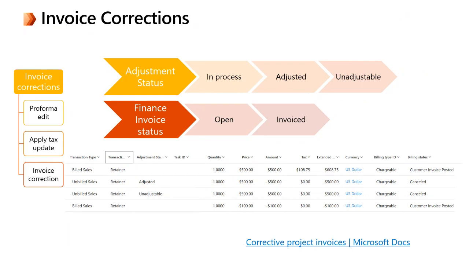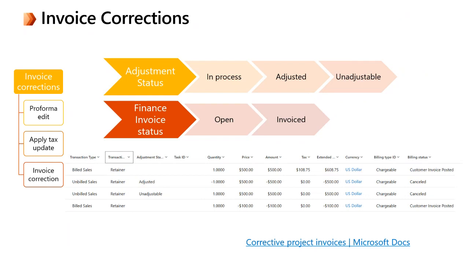Here I posted a link to the corrective project invoice docs article, where you can see a matrix. There is a very good table that I recommend you watch out for, because it will show you the different key points and help you understand how the different types of transactions and different types of lines can be corrected throughout the project.